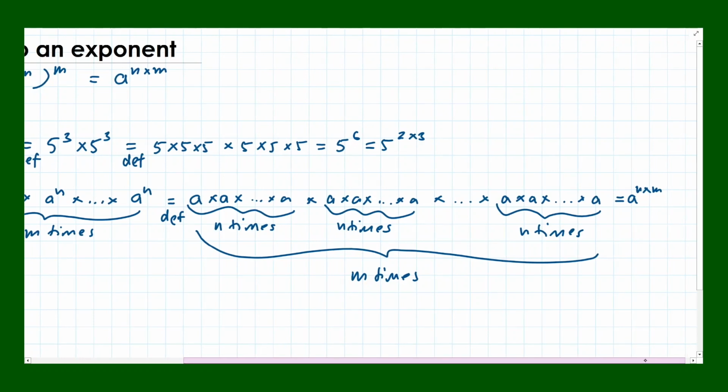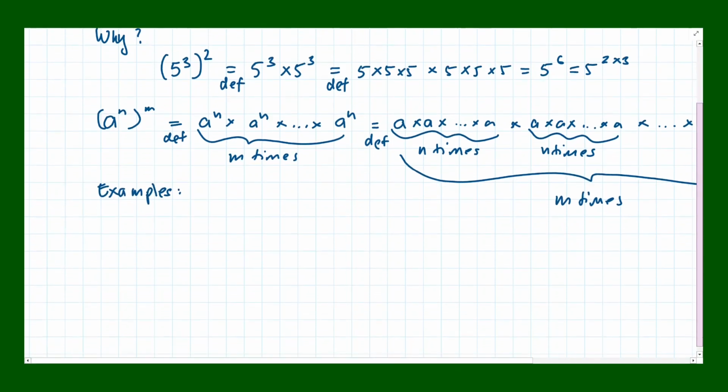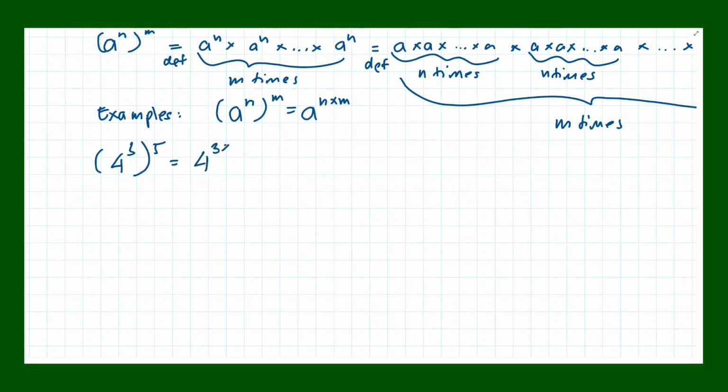Okay, let's look at a couple of examples. I'm just going to write the rule up here again because it took a bit more space to write it out than I anticipated. So what's going on here? I've got 4 cubed raised to the 5th power. So basically that means I have got 5 lots of 4 to the cubes. So altogether, I'm going to have 4 to the 3 times 5, which is basically 4 to the 15.